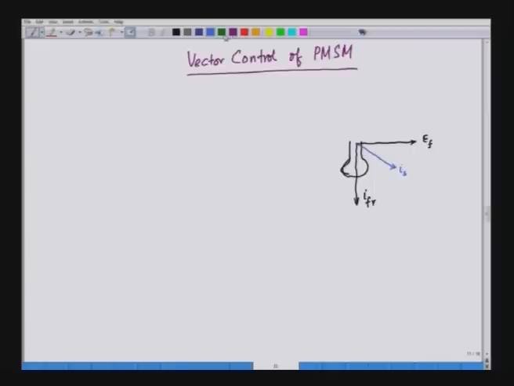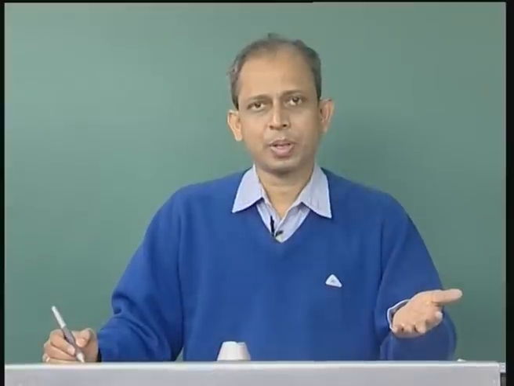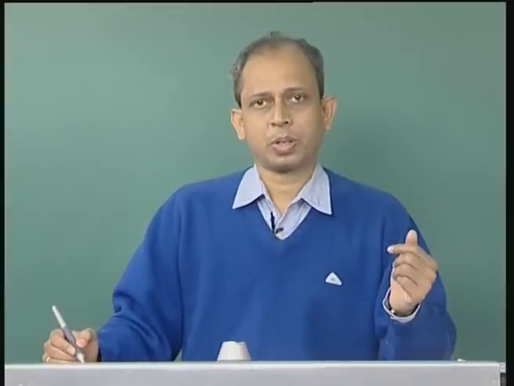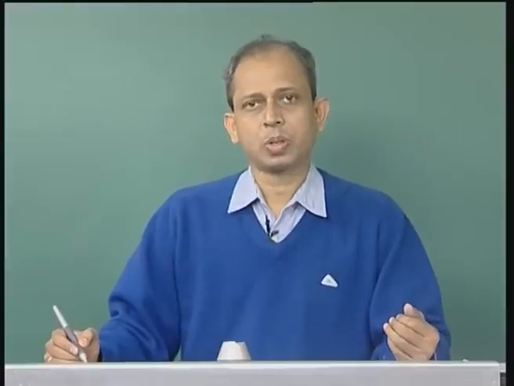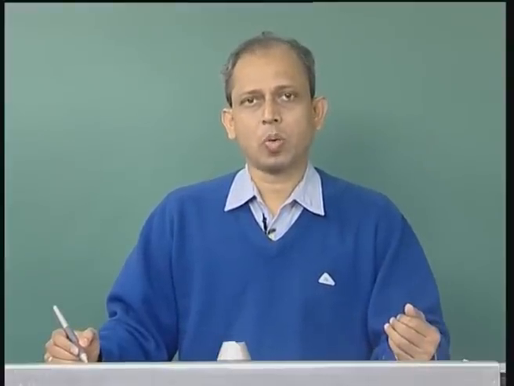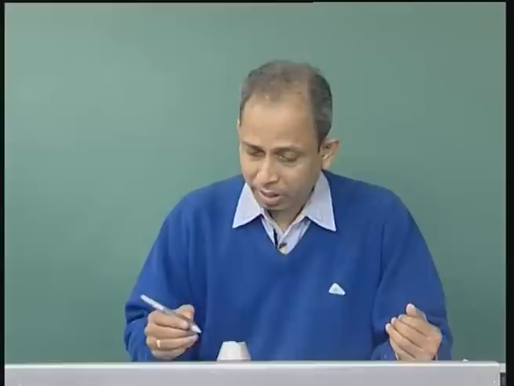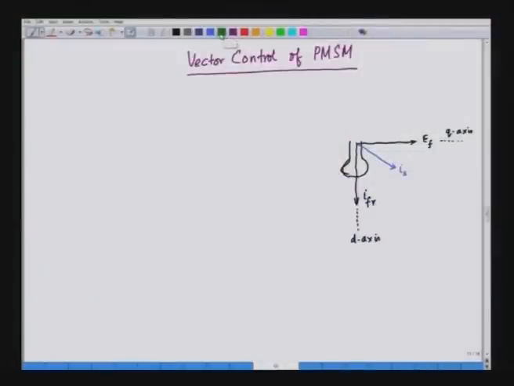And we can say this is the D axis. This axis is called the D axis, or the direct axis, and this axis is the Q axis, or the quadrature axis. The stator current IS can be decomposed into two components, one along the D axis and the other along the Q axis. The component along the D axis will be in line with the rotor flux. The component in the Q axis will be quadrature to the flux. Now, we can resolve this into two different components like this.